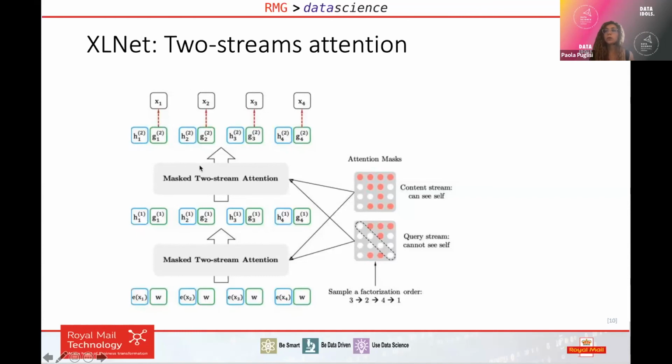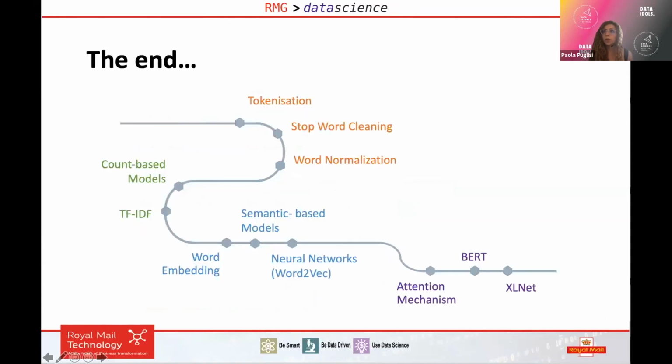This use of autoregressive behavior and attention made XLNet the state of the art on NLP for a long time. So summarizing, we walked you through a long journey in NLP, from the very basic pre-processing techniques for text, as in tokenization, stop words cleaning, and word normalization. Then we introduced some basic models to process text data, such as count-based models, TF-IDF, and then some of the neural network models based on embedding techniques. Finally, to show how all these models can be improved, we have talked about attention and the two most famous pre-trained models, BERT and XLNet.